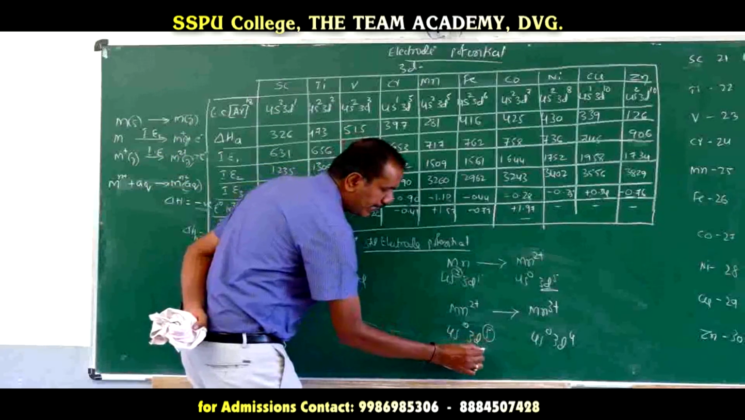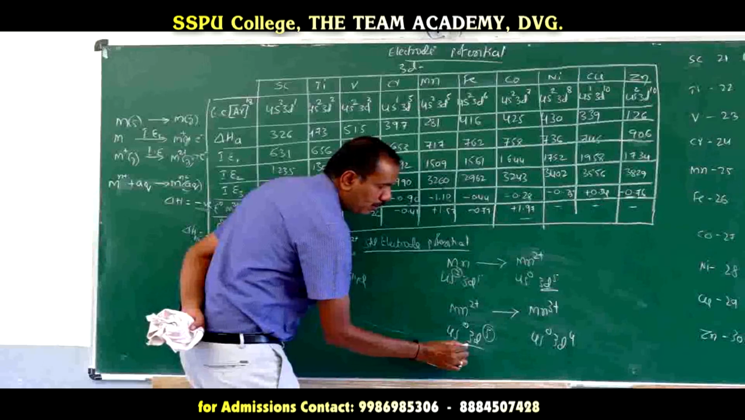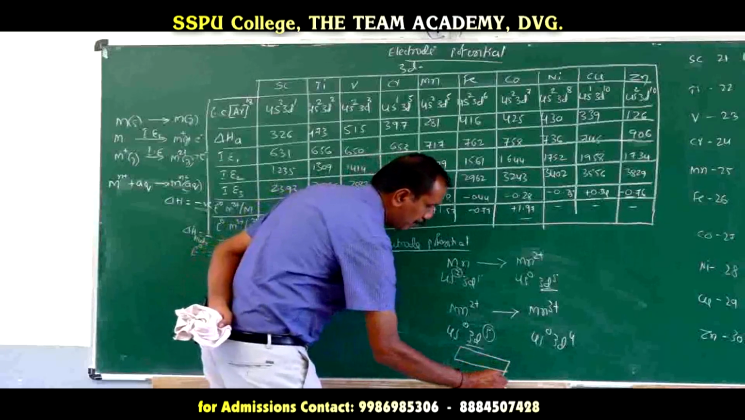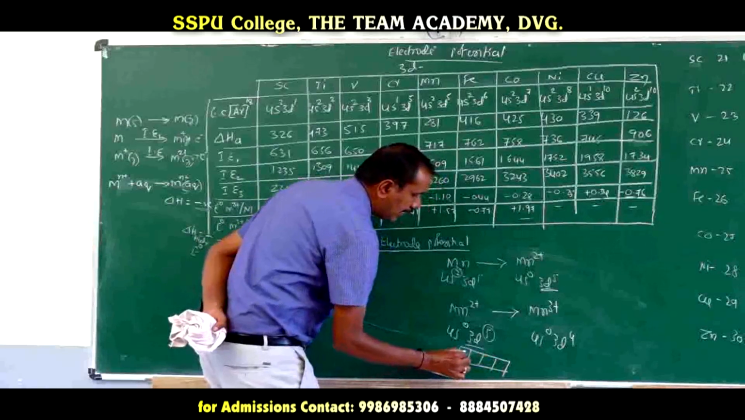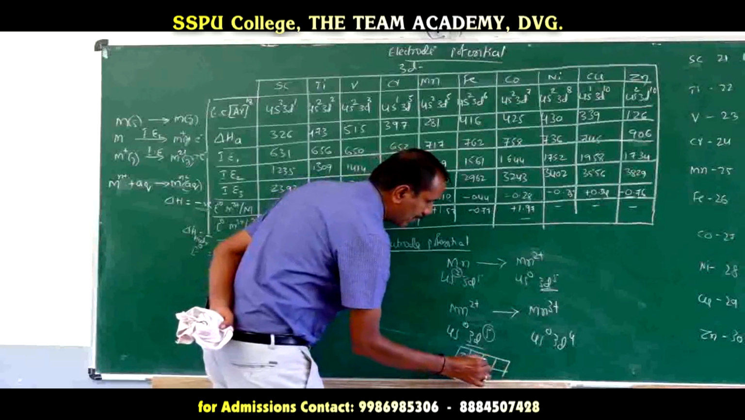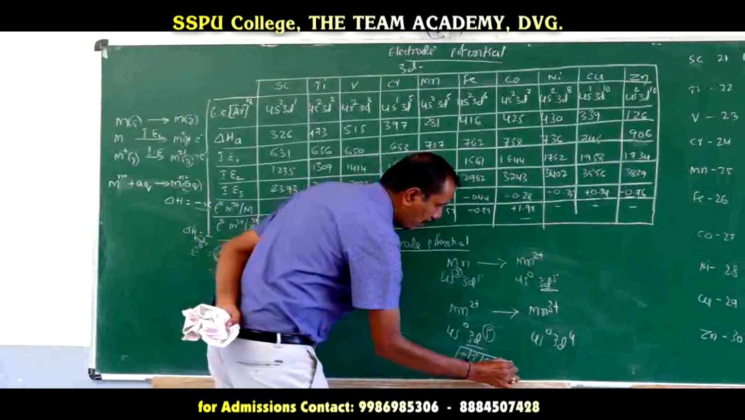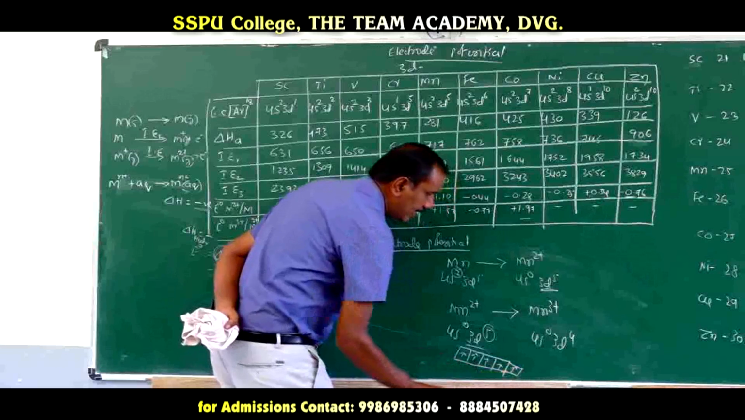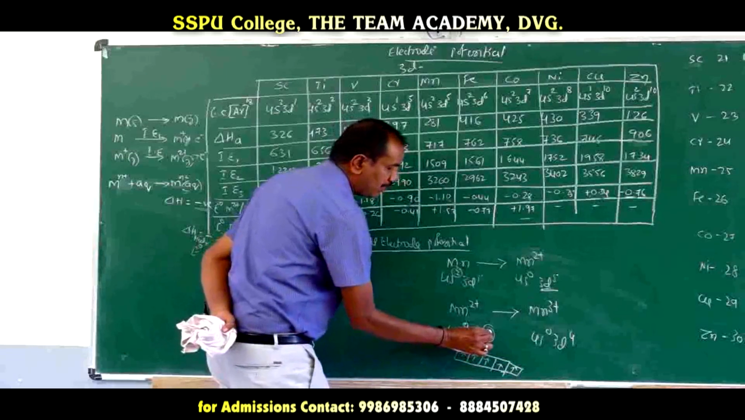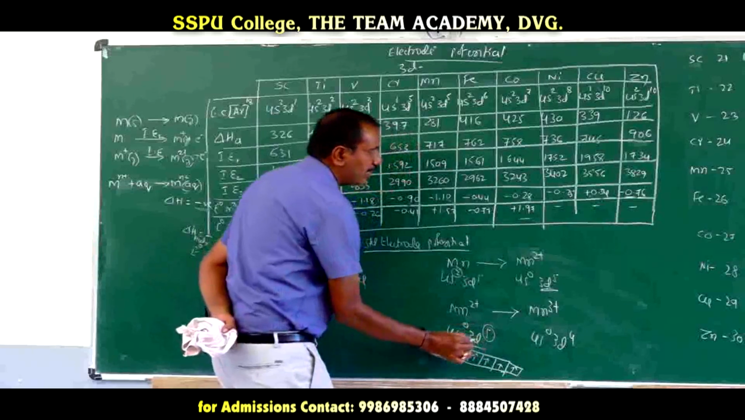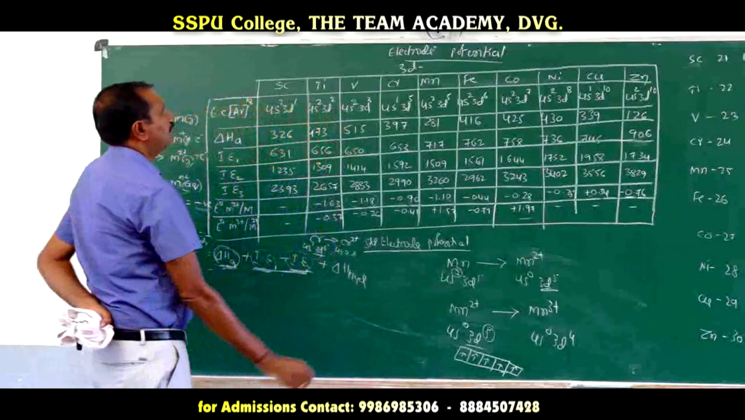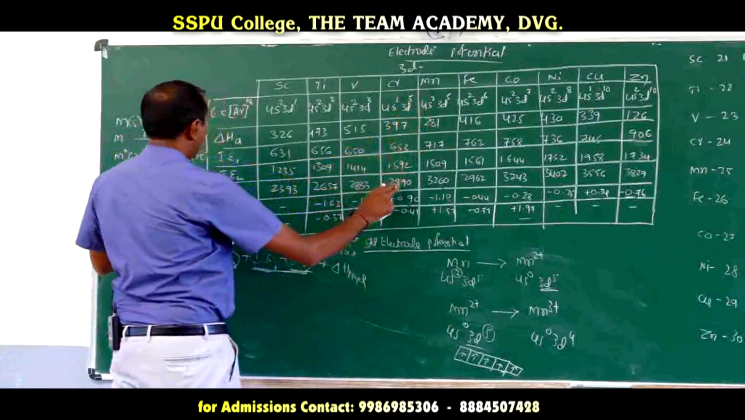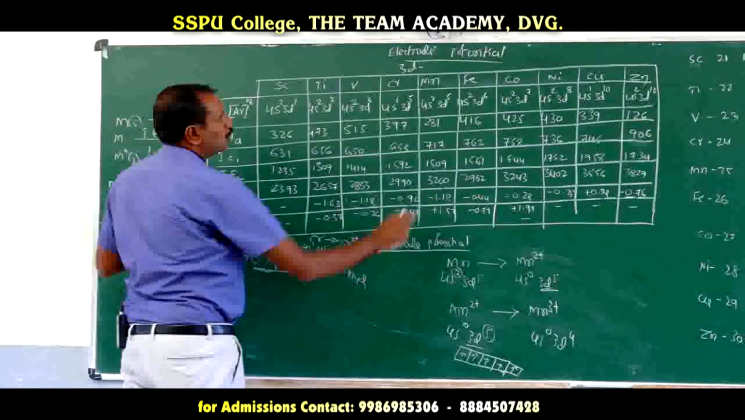Why? Because it is in a stable state. Why? All the d orbitals are completely half filled. Once all the d orbitals are half filled, the element is more stable. So it is difficult to remove that electron from the d orbital, meaning the IE3 value is very high. IE3 for Mn is very high, you see, 3260.